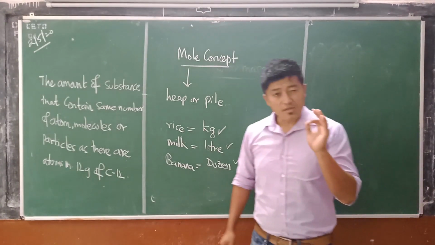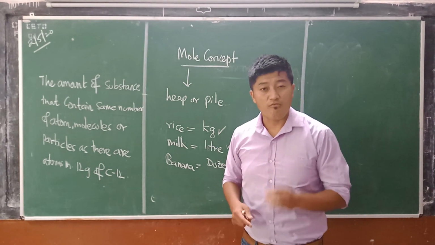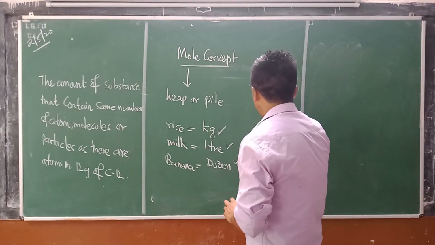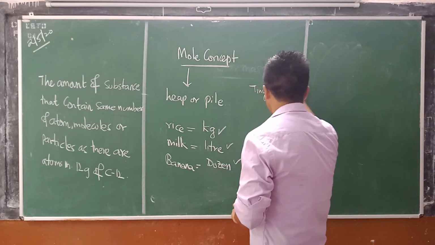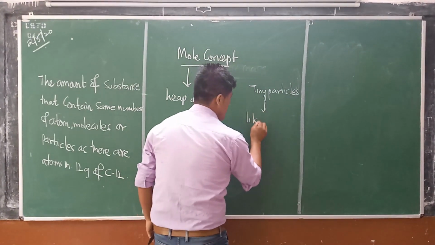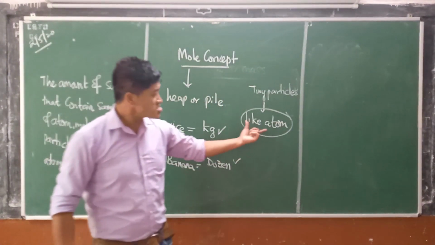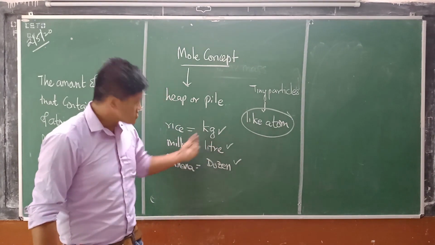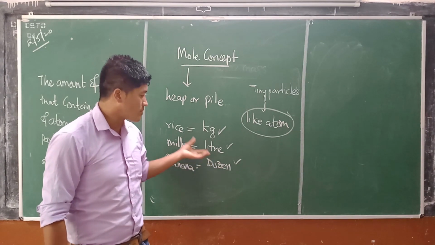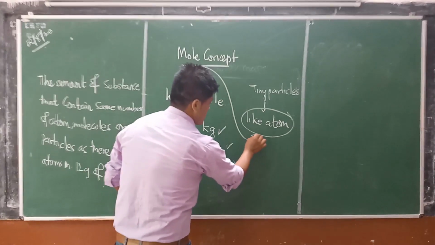But what if the items or the things which we are going to measure come in the form of very small tiny particles? Like atoms. So in the case of measuring atoms, can we still use kilogram? Can we use liter? Can we use dozen? I don't think that's possible for us to use kilogram, liter and dozen. So this is how this particular mole was introduced, to measure them.